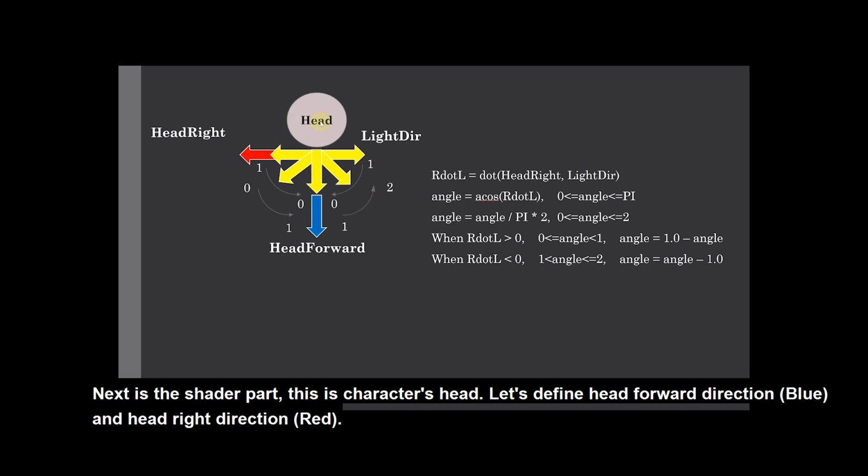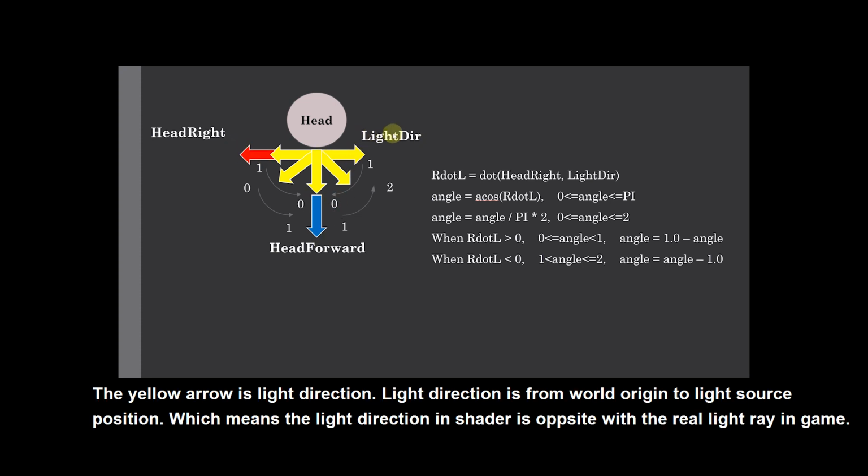This is the character's head. Let's define head forward direction and head right direction. The yellow arrow is the light direction. Light direction is from world origin to light source position, which means the light direction in shader is opposite to the real light ray in game.